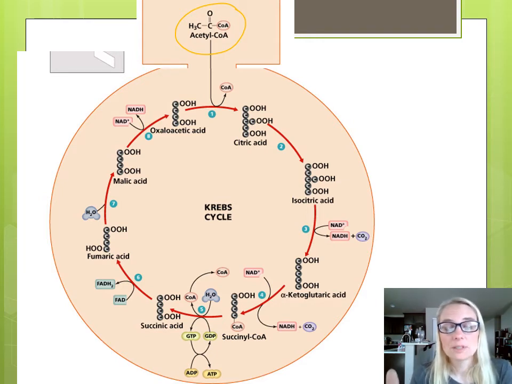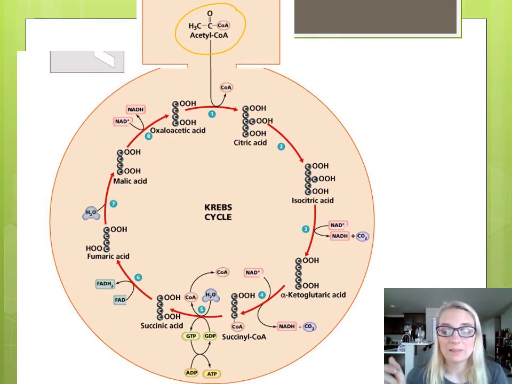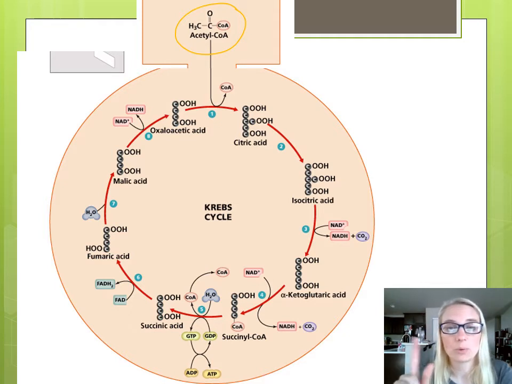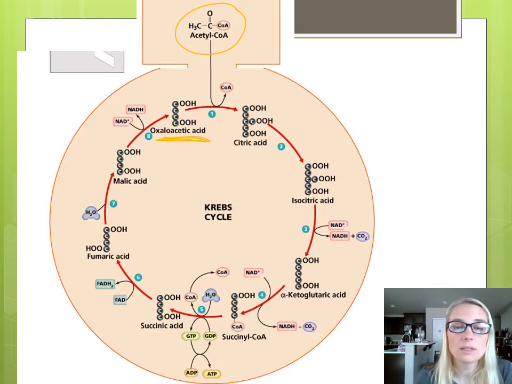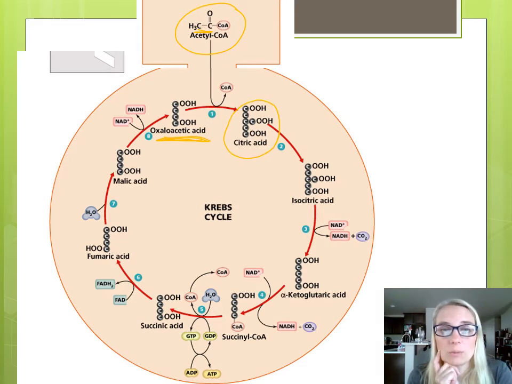So the first step of Krebs cycle is to actually hook that 2-carbon acetyl-CoA group onto the last step of the prior spin with what's called an oxaloacetic acid. So oxaloacetic acid is a 4-carbon molecule, that's this guy right here, plus the 2 carbons in acetyl-CoA gives us citric acid, which is a 6-carbon molecule.